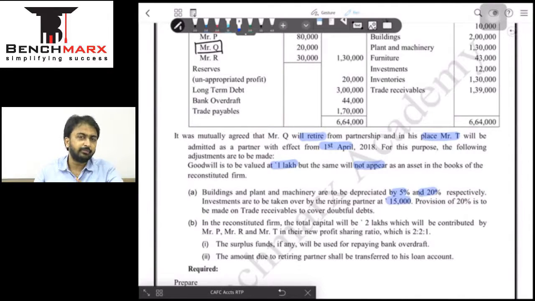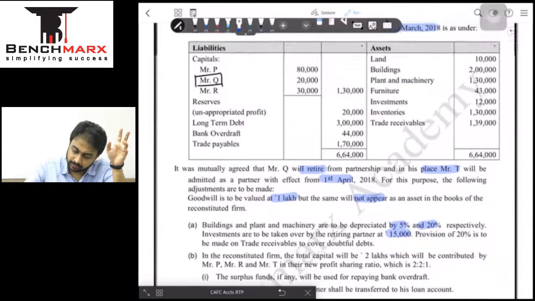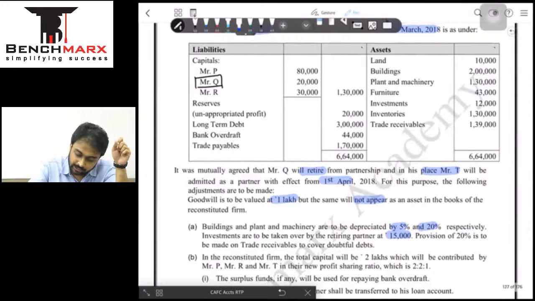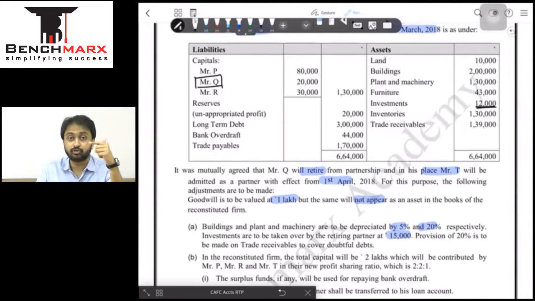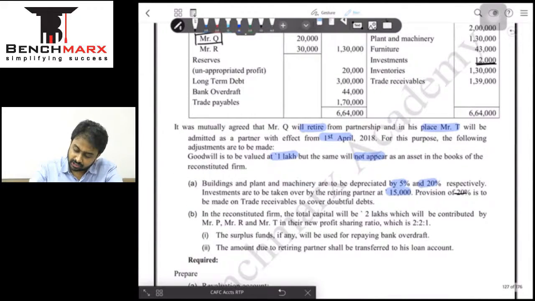So one effect will be your partner's capital debit because asset taken over. The second effect will be revaluation gain or loss, comparing 15,000 with the amount of investment in the balance sheet. Let's see, how much is investments in the balance sheet? 12,000. So can I say 3,000 is the gain? First account for 3,000 as a gain in revaluation and then you debit the partners because he is taking the asset. Provision of 20% is also revaluation.